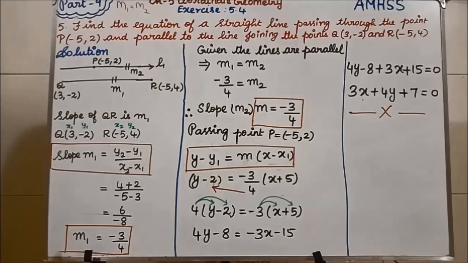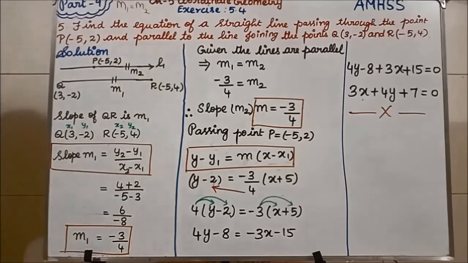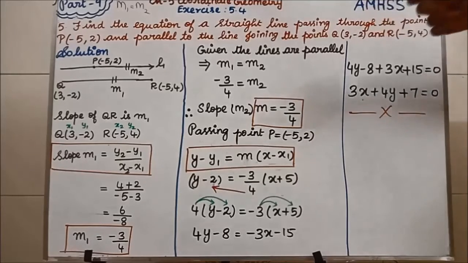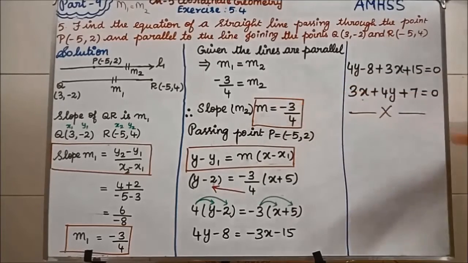Now it is easy for us to find m2, because parallel means m1 equal to m2. We know the formula, isn't it? What value did we get for m1? The same value is m2 also. Clear, students? See what I have written next. Given the lines are parallel, parallel means m1 is equal to m2, we know. What m1 value have we got? Minus 3 by 4 is equal to m2. Therefore, slope m2, which we have taken as m, m2 and m are both the same. So m equals minus 3 by 4.